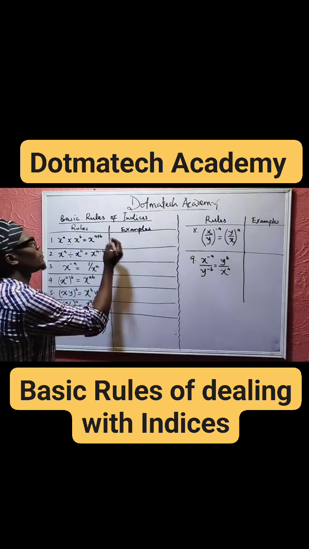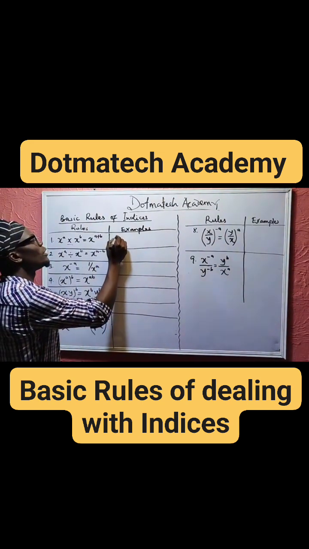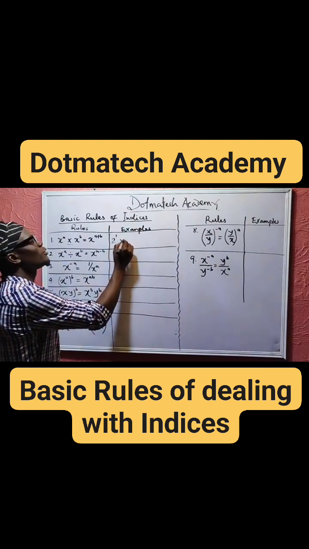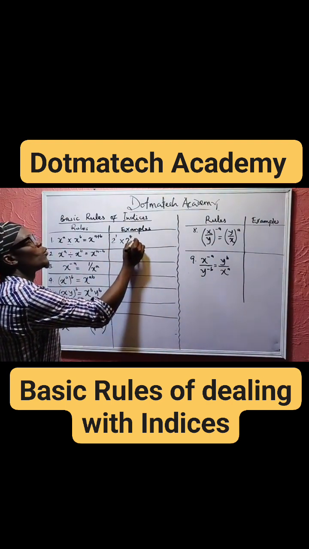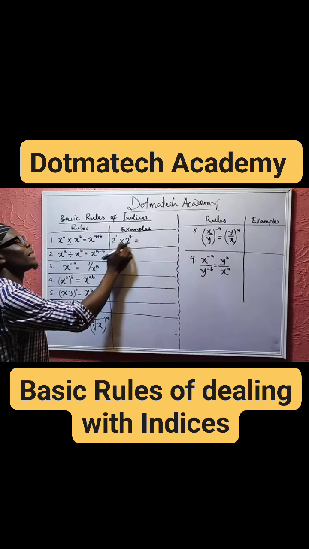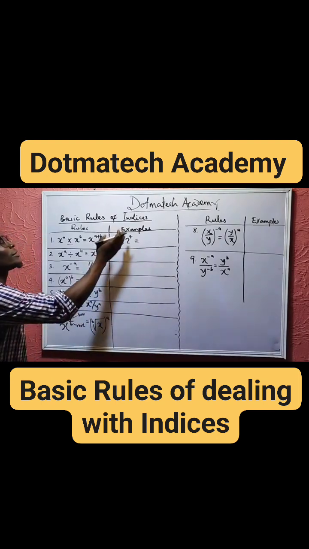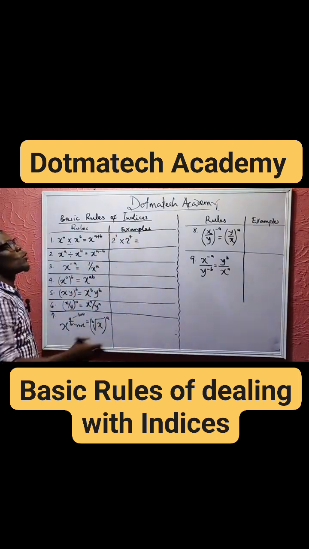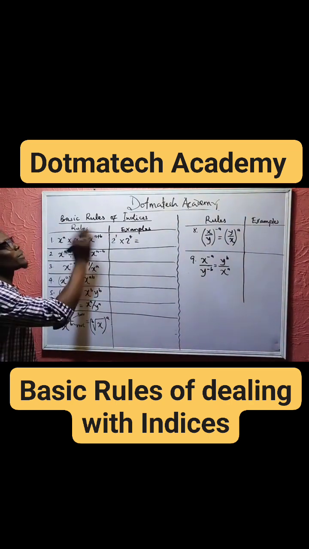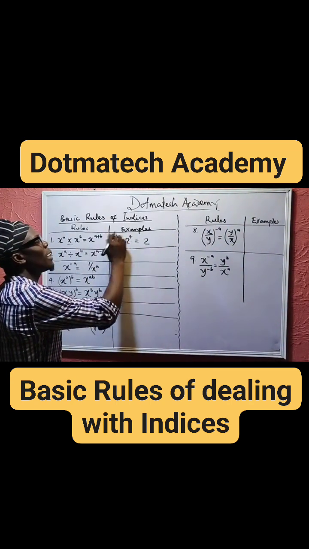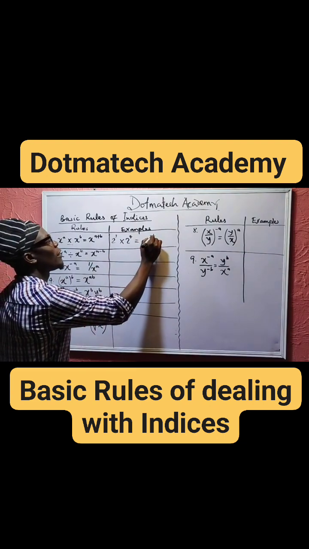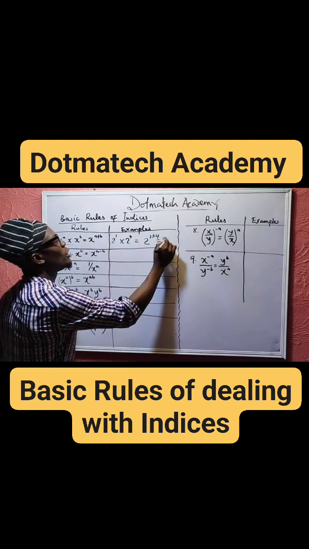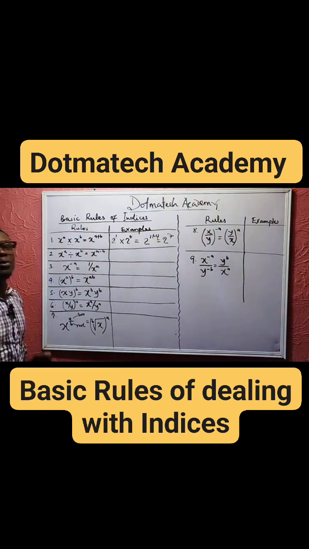Now let's pick an example. 2 raised to power 3 times 2 raised to power 4. What we do is, 2 and 2 are the same number and they are raised to different powers. What do we do? You just add the power. Write the 2, add the power, 3 plus 4, then you have 2 raised to power 7. That is what that rule says.